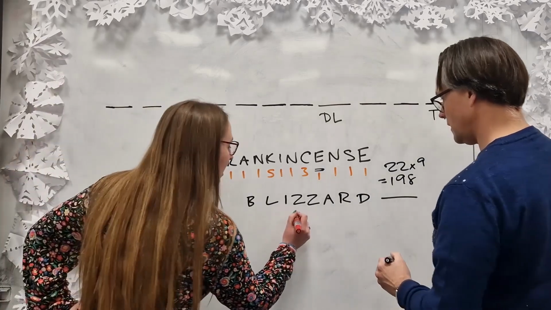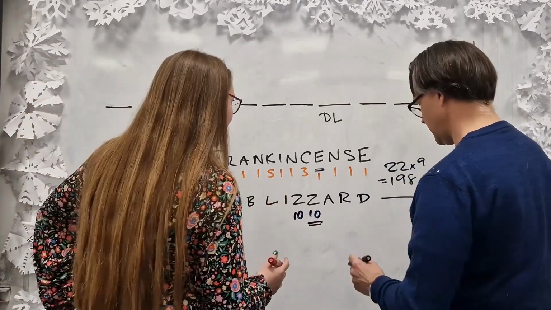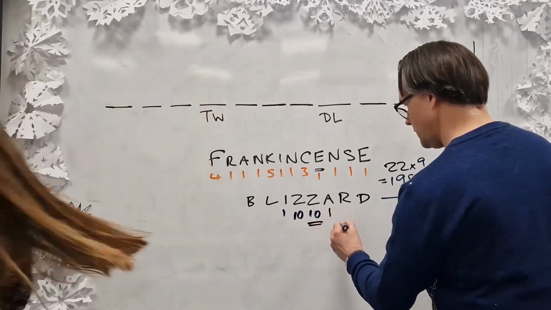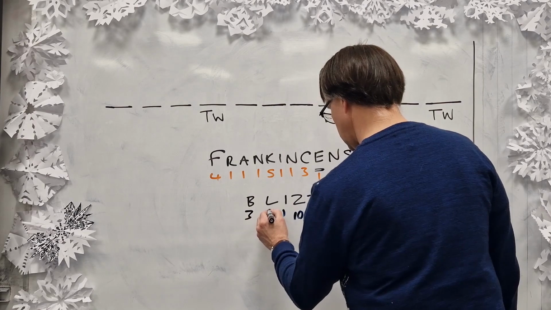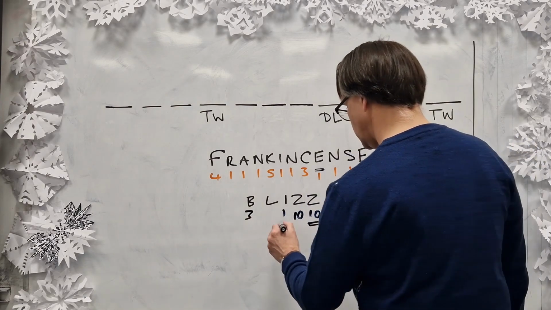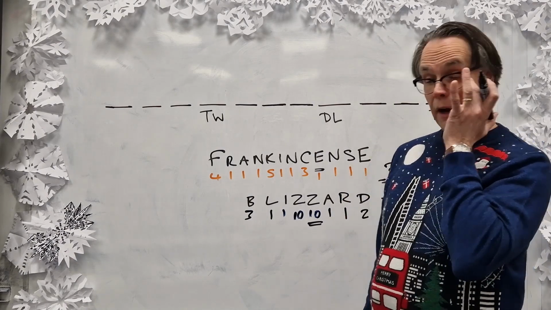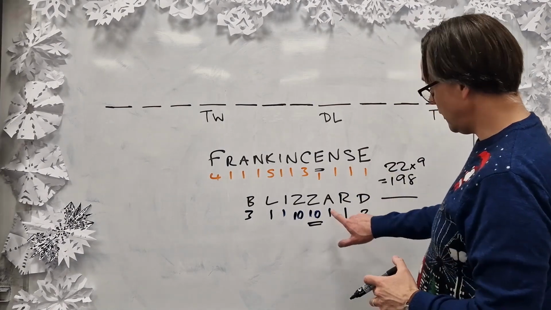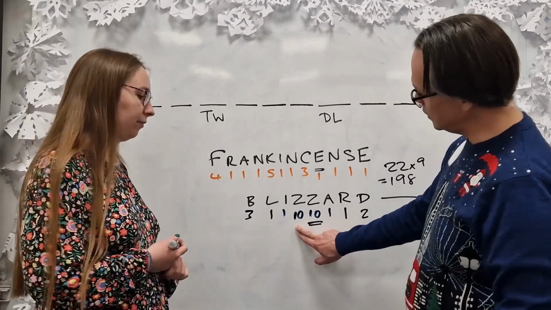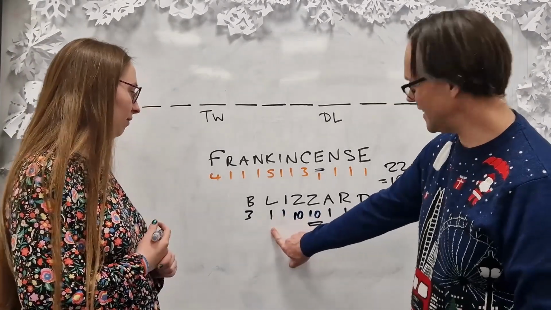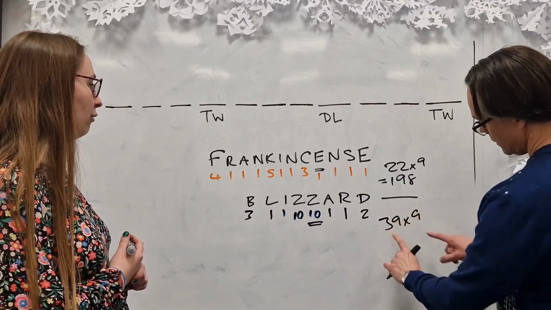Okay, so Z's a 10. Right, let's check. B is 3. D is 2. Sorry, I should have gone in order. L is 1. And R is 1 as well. So in that case, 2, 3, 4, 20, 24, 34, 35, 36, 39, times 9.